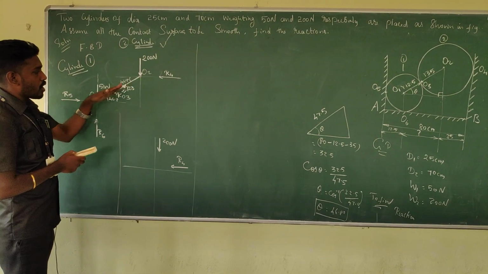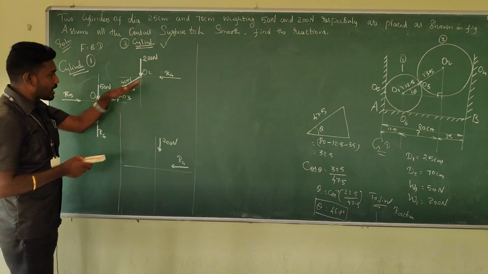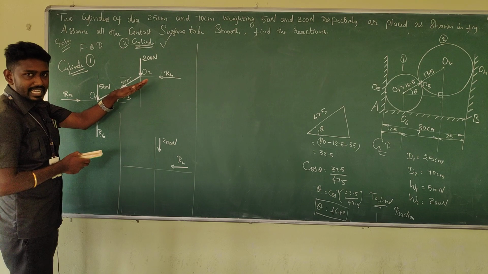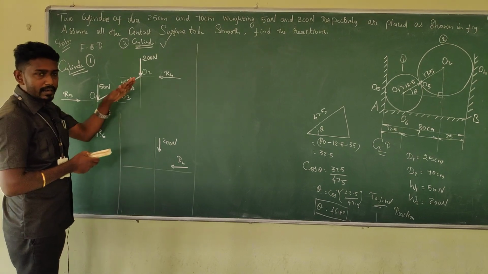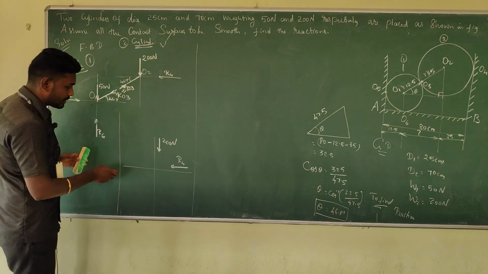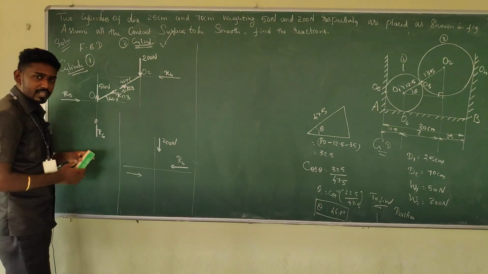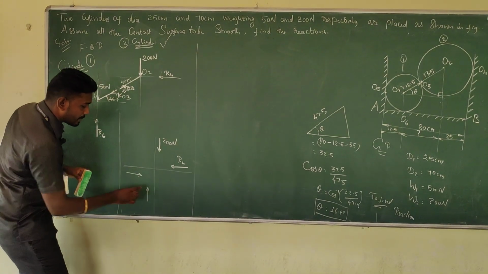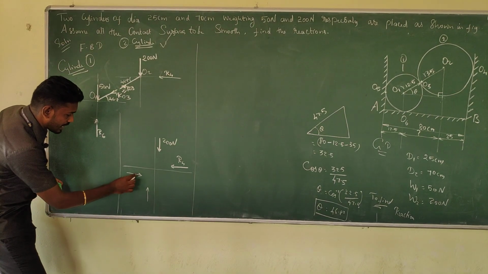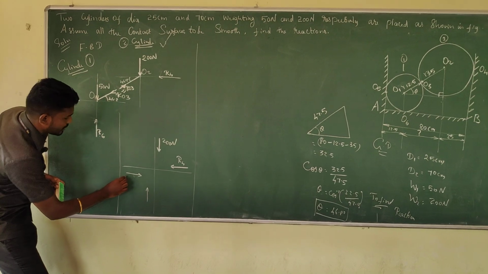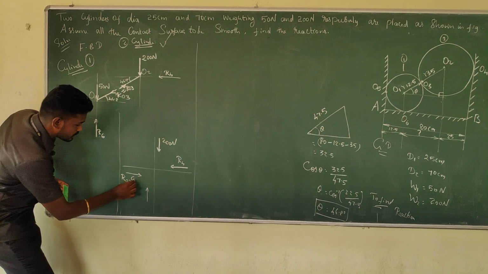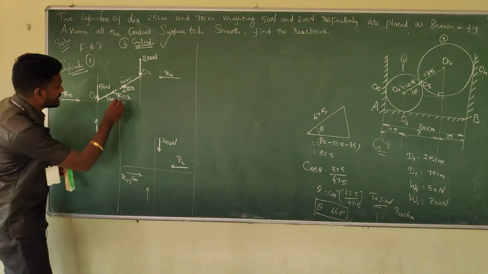Here the direction of RO3, which is directing what? Something like this, upward. Am I right? So we can say it is vertically upward and horizontally right side, since it is moving something like this. So first the horizontal one, I am going to designate the magnitude as RO3 cos theta.